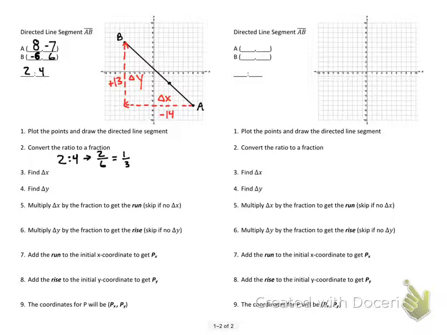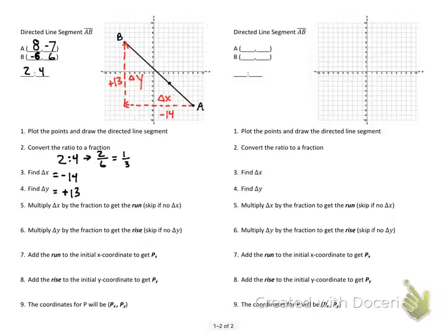So my change in x we determined is negative 14. My change in y, that's steps 3 and 4 that we're doing, is positive 13. We don't have to keep writing positive 13, but at least at the beginning, I want to make sure it's very clear. We have positive or negative possible.